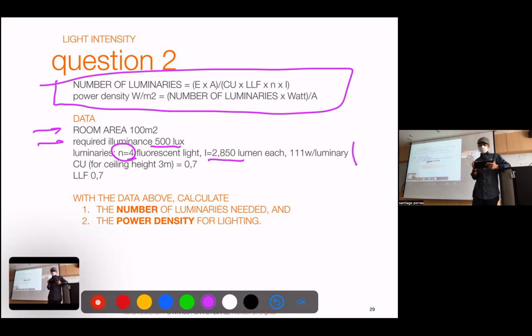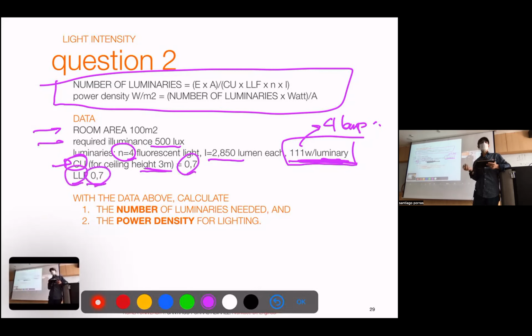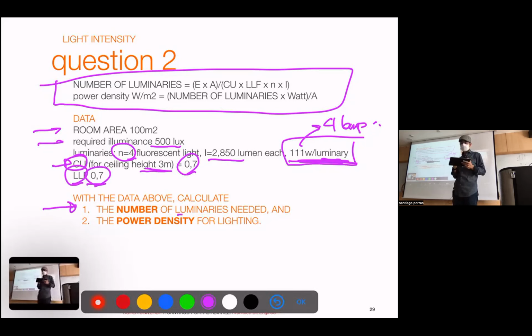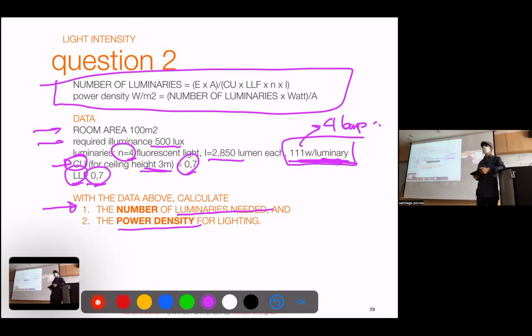And we already have the watts per luminaire. So this is for the 4 lamps. We don't need to multiply. 111 watts, which is also quite realistic. The CU, this is the maker. So we consider the ceiling is 3 meters high. So it's 0.7, which is quite the standard. And we use the utilization 0.7 also. So we don't need to worry about it. So we need to know with this data how many luminaires we need and the power density. There's the 2 data we usually calculate, right?